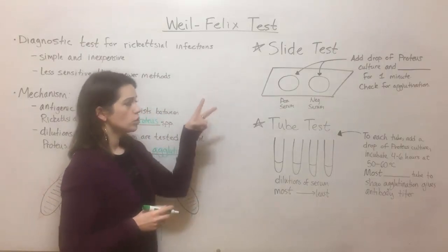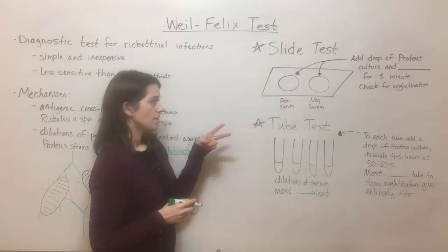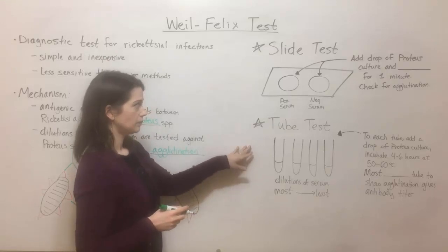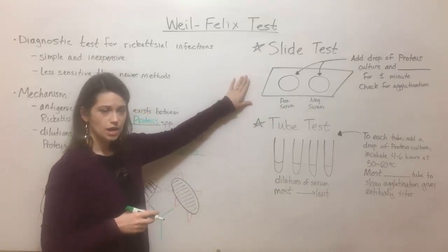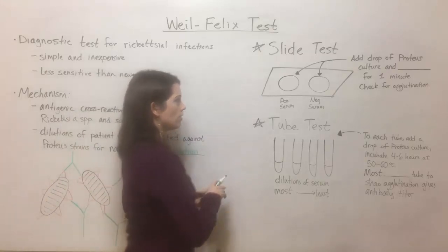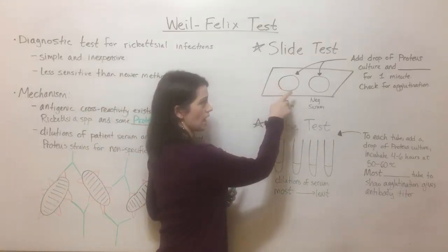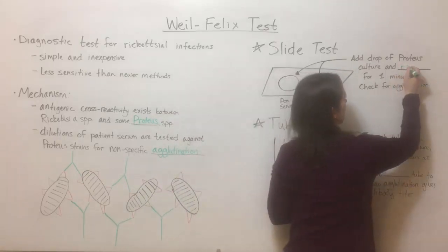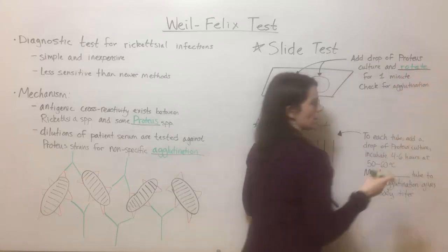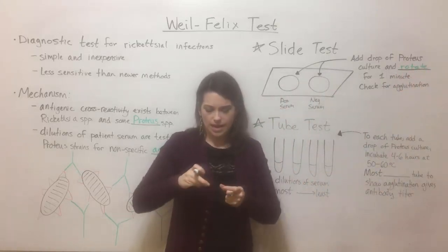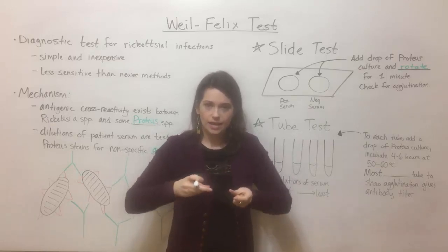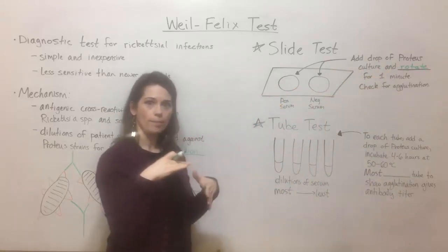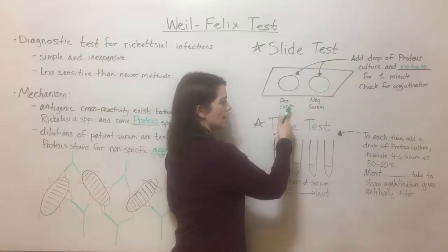So there are two main methods that can be used for the Weil-Felix test. That's the slide test and the tube test. The slide test is the simplest, but it's not very quantitative. It involves putting patient serum onto a slide and then adding drops of a proteus bacterial culture and then rotating for 1 minute. So that just means rotating the slide, like holding the slide and kind of rotating it like this, just so that the serum and the drop of the proteus culture get well mixed.